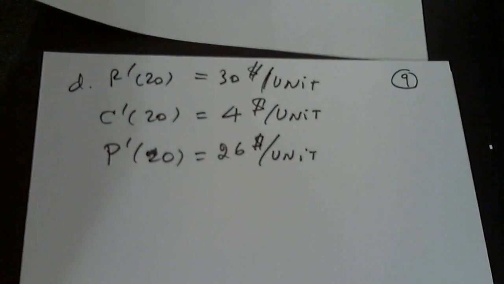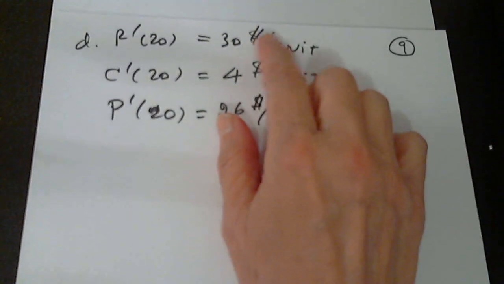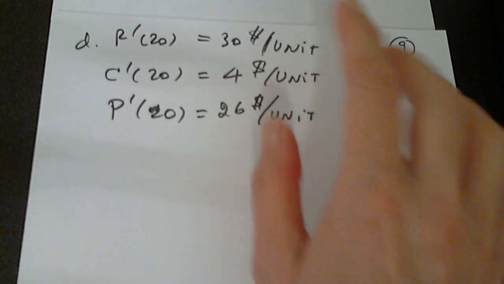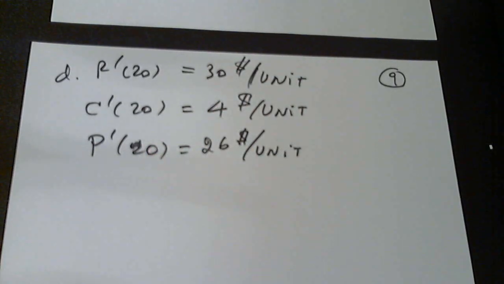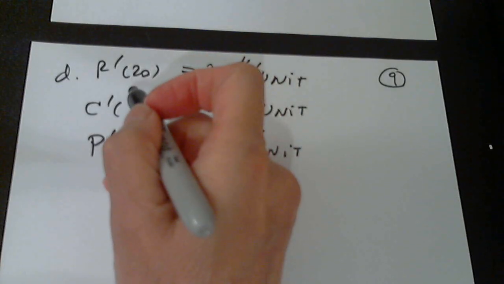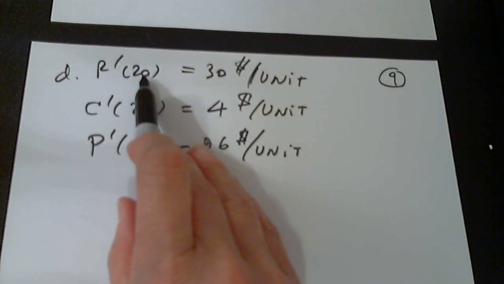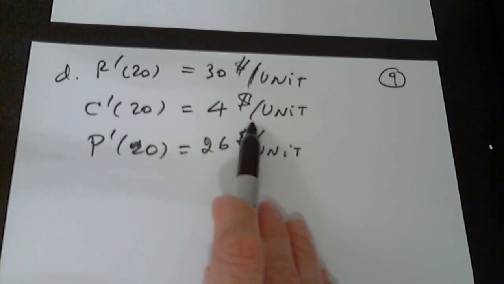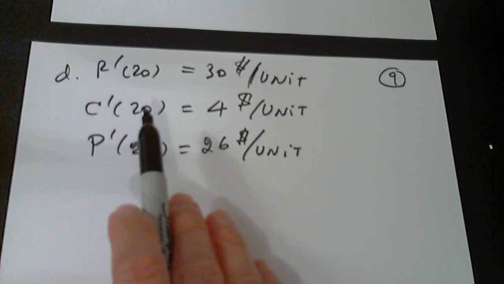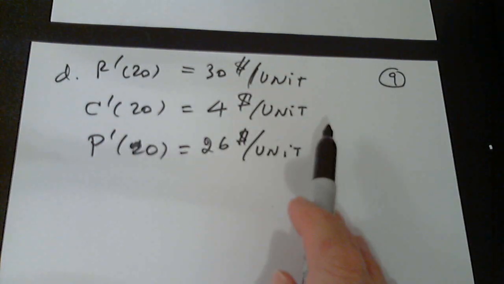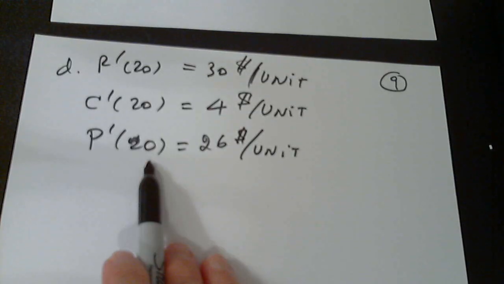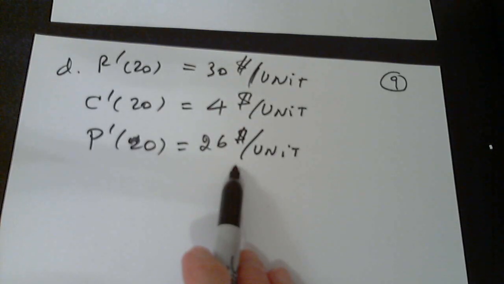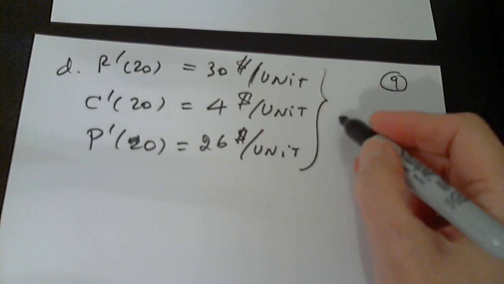Now, this is very important. What does $30 per unit represent? Well, it predicts the revenue for the 21st unit. What does this represent? It predicts the cost of the 21st unit. I'm going to write this for you in a minute. And what does this represent? It predicts the profit on the 21st unit.